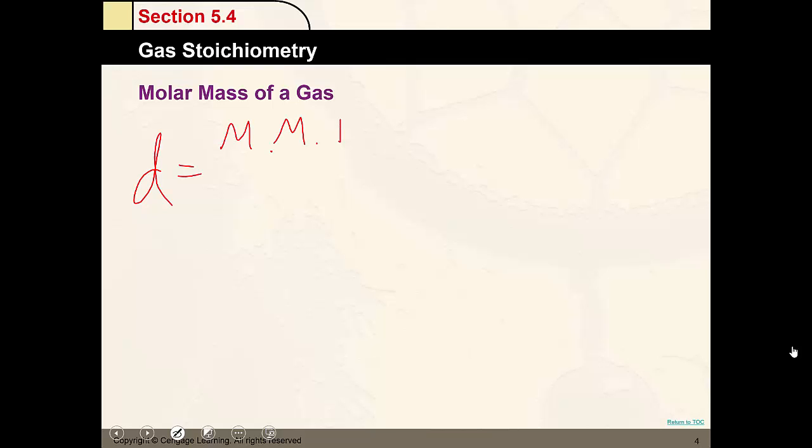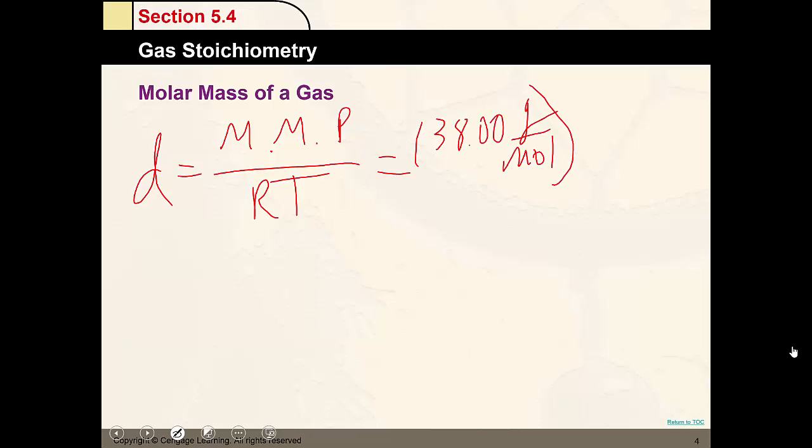So we're trying to solve for the density, D, and from the rearranged equation we just said molar mass times pressure over RT is equivalent to density. So first off, the molar mass of F2: the molar mass of F is 19, so times 2, that's 38 grams per mole.